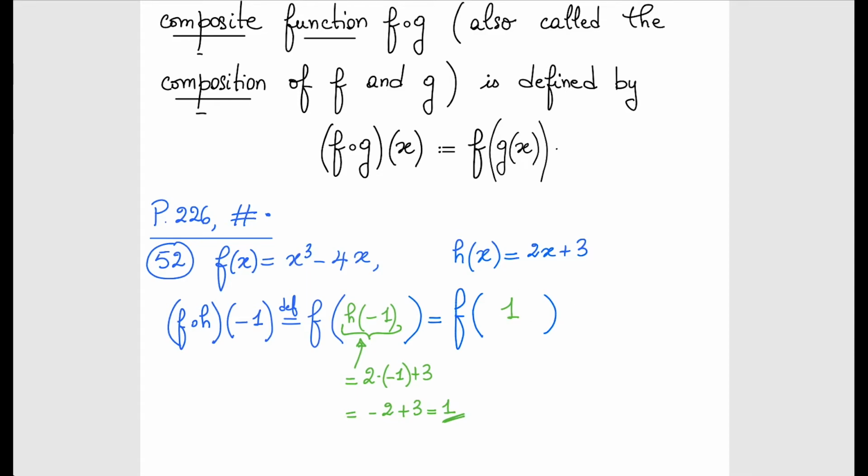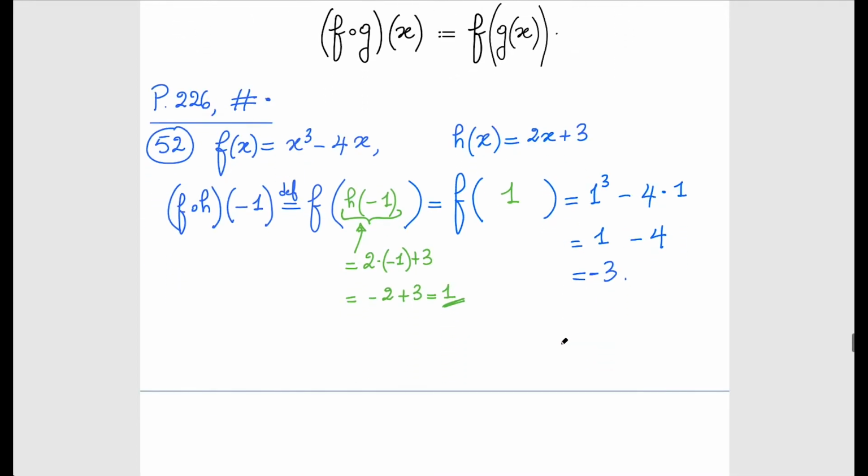Okay, and what is f of 1? Well, f of anything is the cube of the thing minus 4 times the thing. F of 1 is 1 cubed minus 4 times 1. Okay, and what's this number? 1 cubed is 1, minus 4 times 1 is 4, which is -3, right? So if you plug in -1 into the composite function f composed with h, you get out -3.